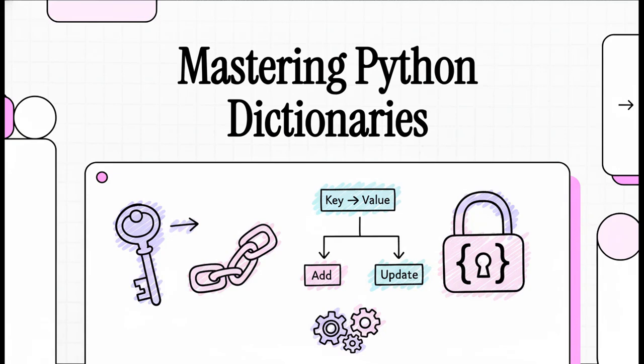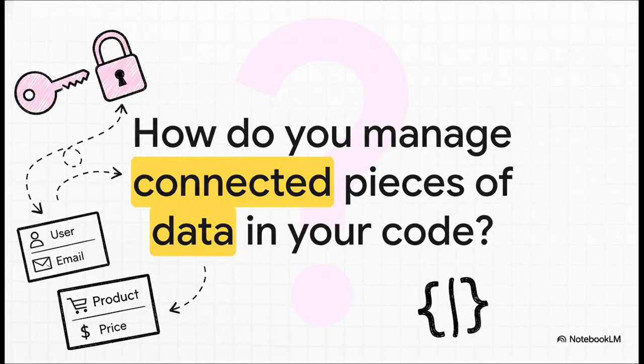So if you're writing Python code, you're absolutely going to be using dictionaries. I mean, they're everywhere. They are one of the most fundamental, most powerful data structures in the whole language. So in the next few minutes, we're going to break down exactly how they work so you can start using them with total confidence. Let's kick things off with a question that every single programmer runs into.